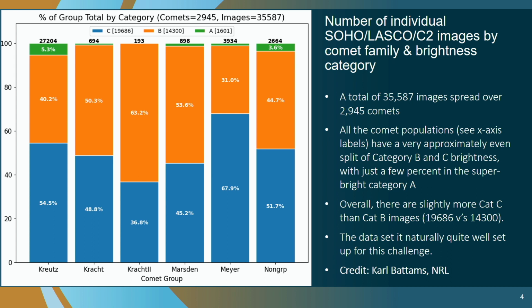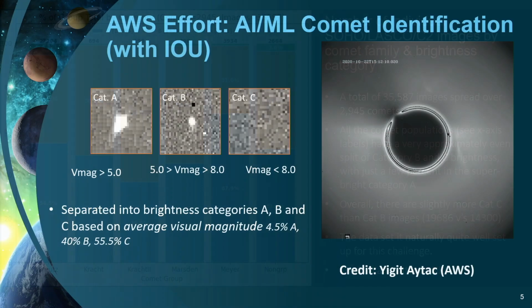Also very interesting that these data were collected by citizen scientists over 25 years for SOHO Life. And Karl Battams, he is at NRL. He runs this project right now. He collected this data and provided this image. So next slide, please.